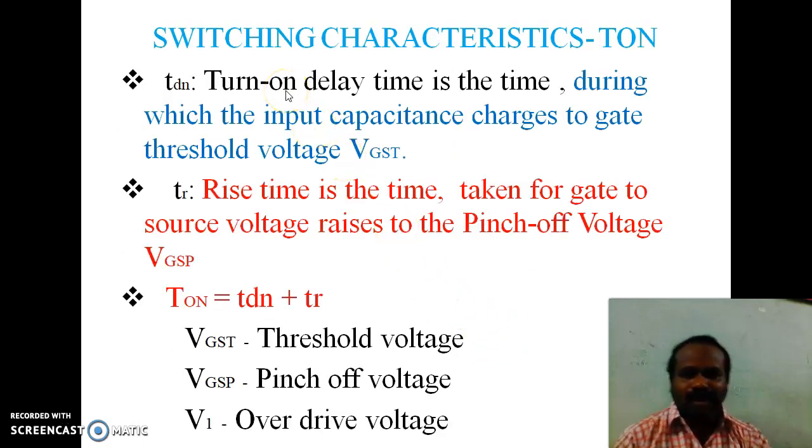Switching characteristics, that is T on. See the formula, T on is given by TDN plus TR, where TDN is turn on delay time, the time during which the input capacitance charges to gate threshold voltage VGST. So up to the charging of VGST, the time is known as TDN. Next one, TR, rise time, is the time taken for gate to source voltage, that is VGS, to rise to pinch off voltage, that is VGSP. And what is V1? Overdrive voltage.